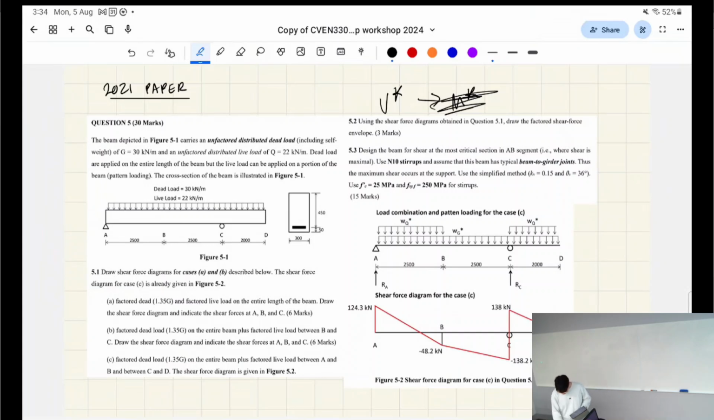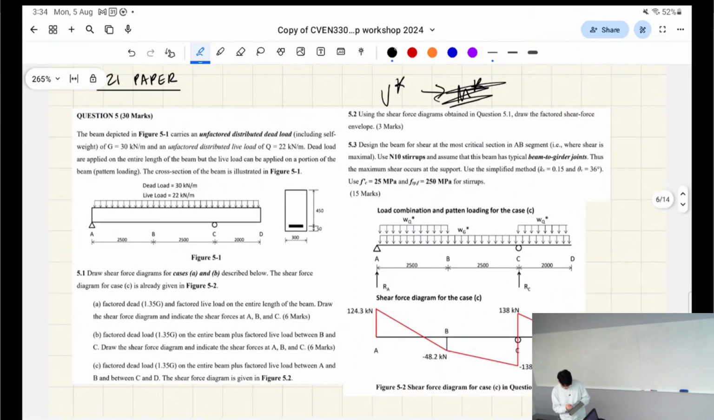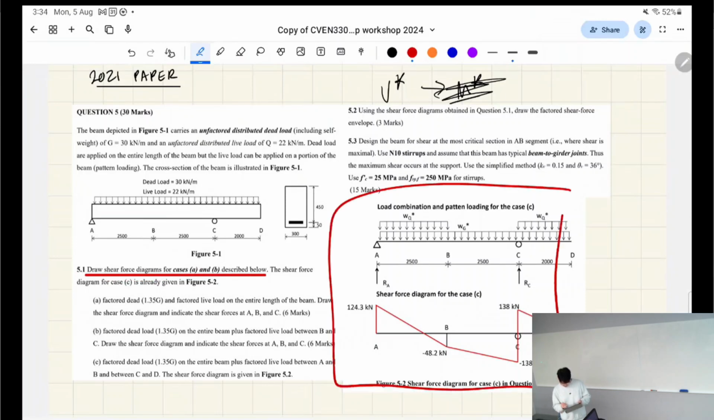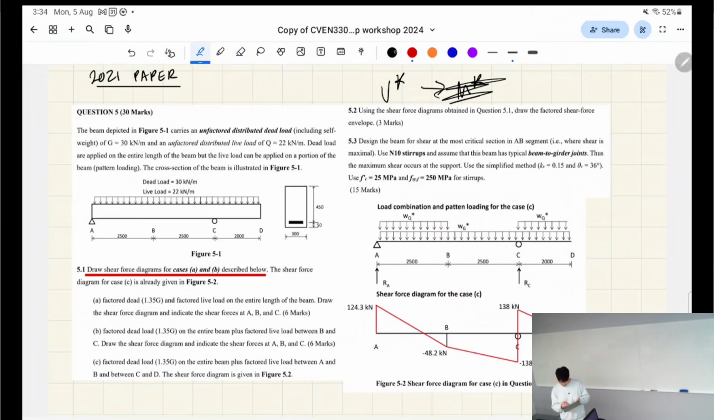Okay, so let's quickly read the question. We have unfactored dead and live loads again. And then we have this cross section, right? We need to draw shear force diagrams for only case A and B. Case C is already given. If you look at the next page, that's case C with that specific loading pattern and the shear force diagram already drawn for you. So you only need to do it twice.